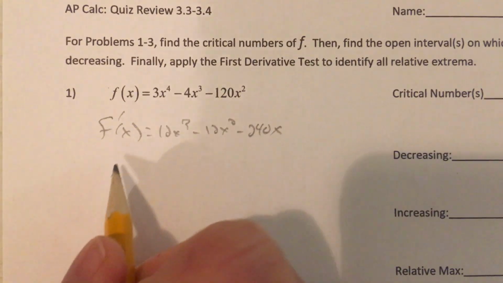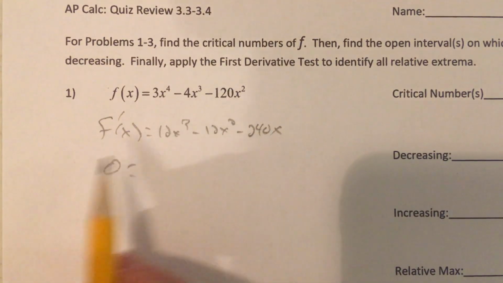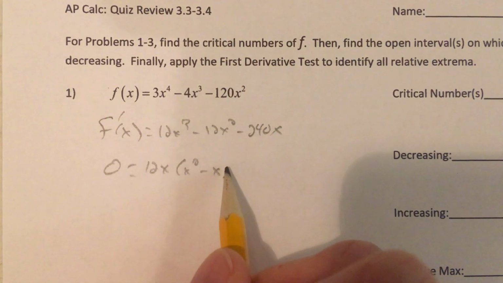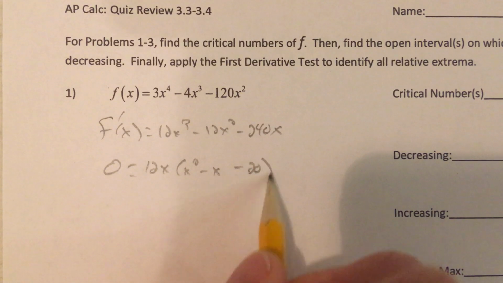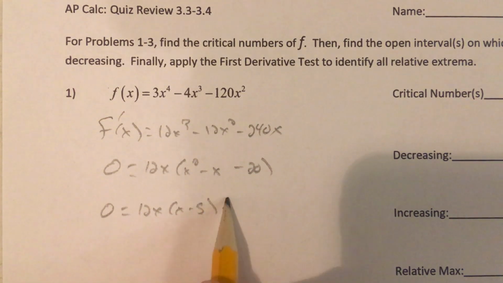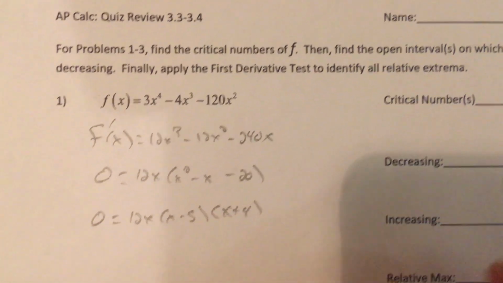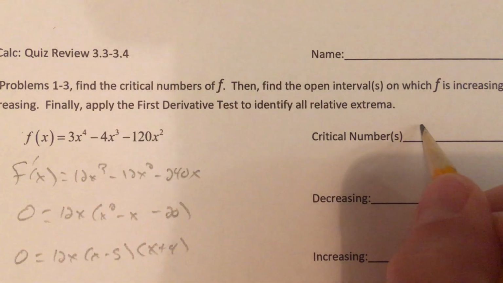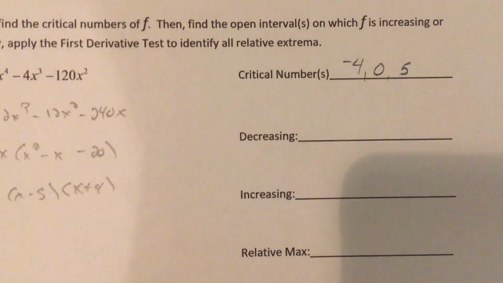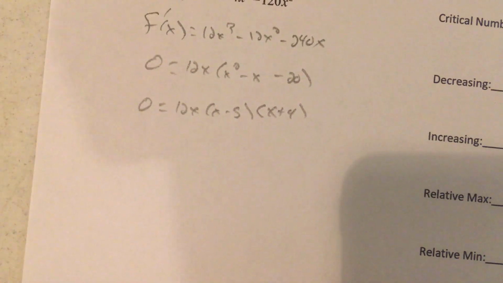We're going to set that equal to 0. I'm going to go ahead and pull a 12x out of everybody. That gives us x squared minus x minus 20. So that gives us (x minus 5)(x plus 4). So our critical numbers are going to be -4, 0, and 5 based on that. Okay. Then we're going to go ahead and test those out.